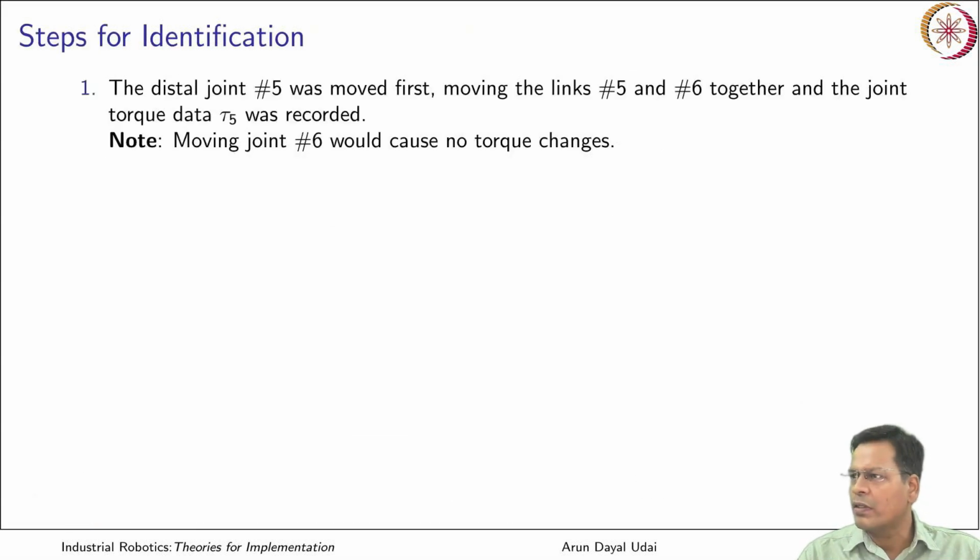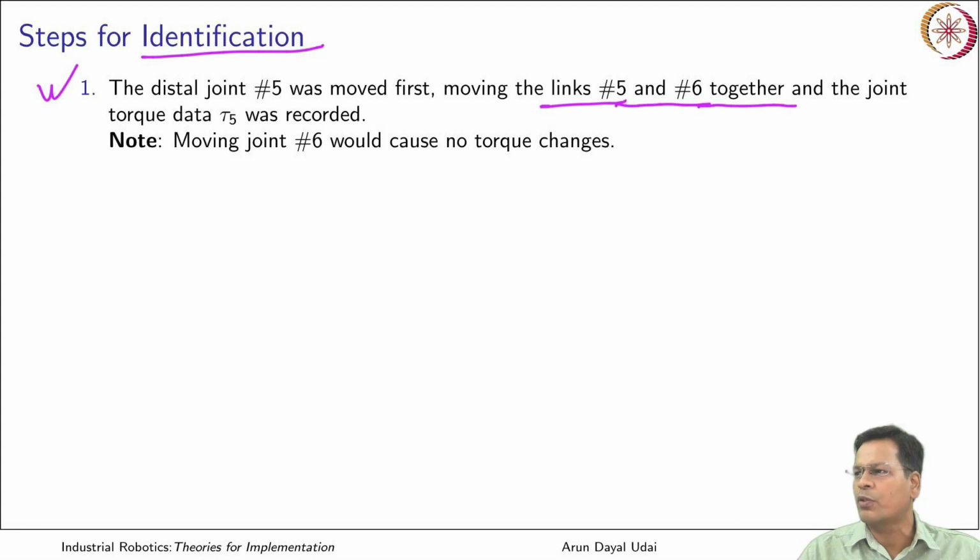Okay, so let me just start the identification procedure now. So these are the steps. In the first case, I started with the last link first. Okay, I started moving link 5. So link 5 and link 6 will move together. As I have told, moving link 6 will not cause much of a change in the joint torque. So I am just excluding that.